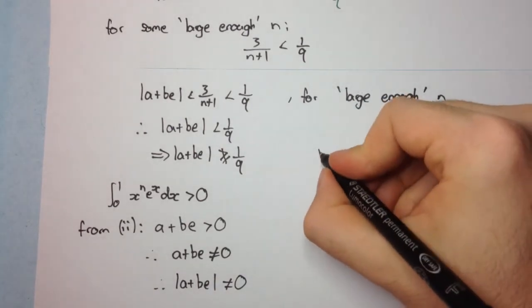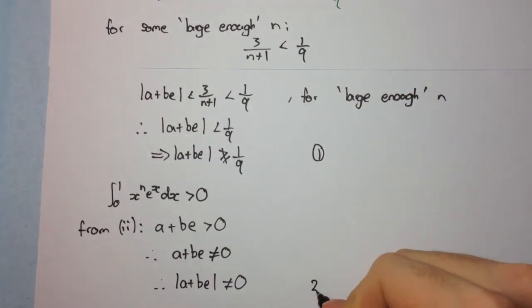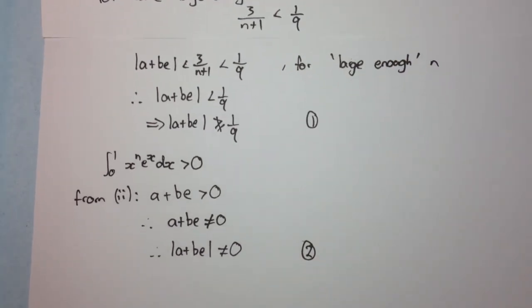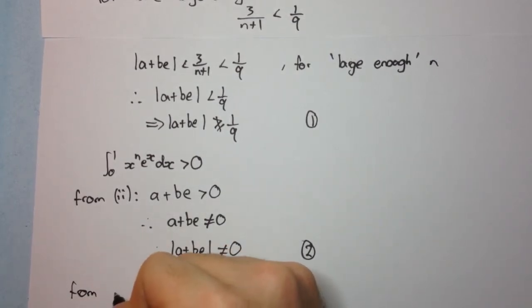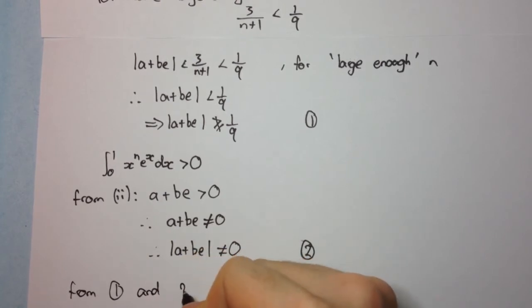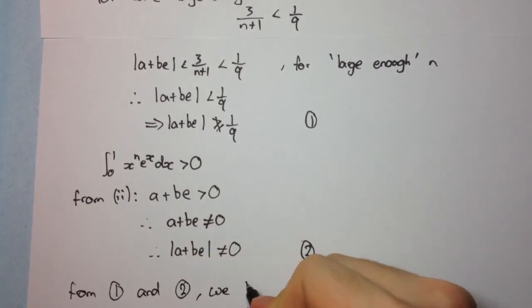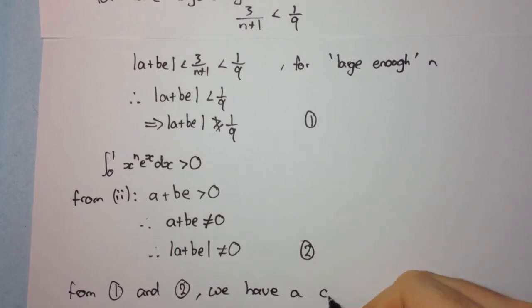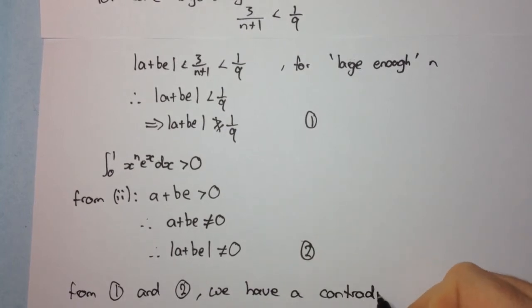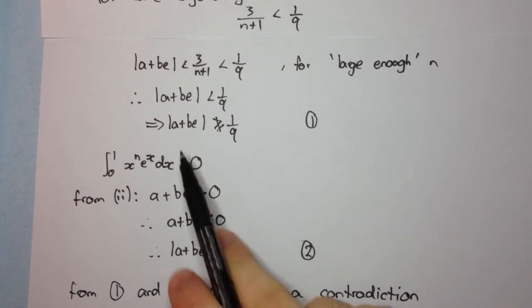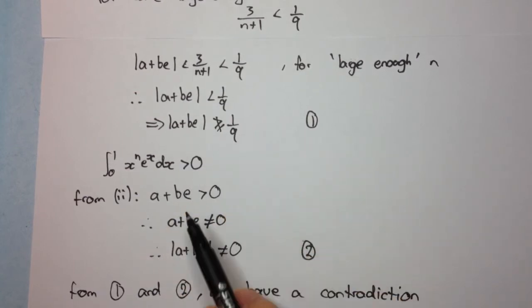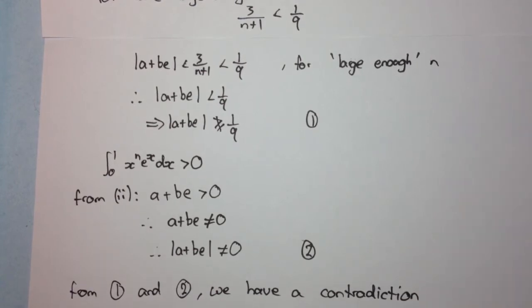And so if we call this equation 1, and we call this equation 2, we can then say that from 1 and 2, we have a contradiction. Why do we have a contradiction? Because if e was rational, then this here would be equal to 0, and this here would be greater than or equal to 1 over q. We would have one of these two cases, but we don't. And so from 1 and 2, we have a contradiction.